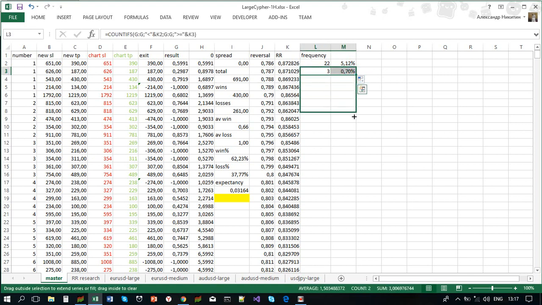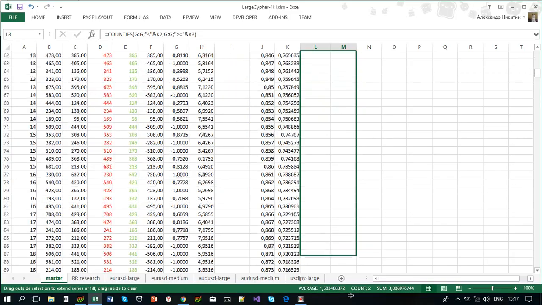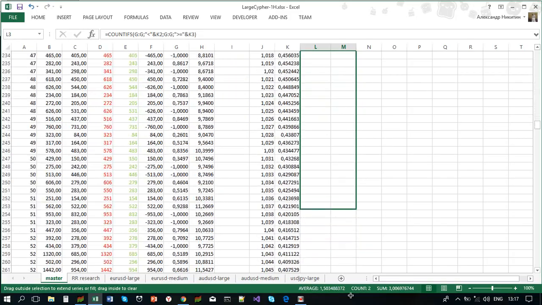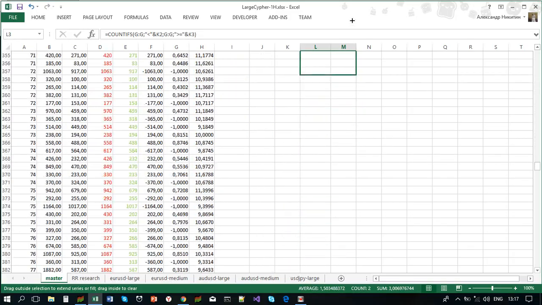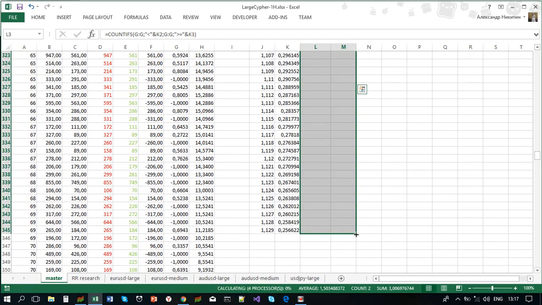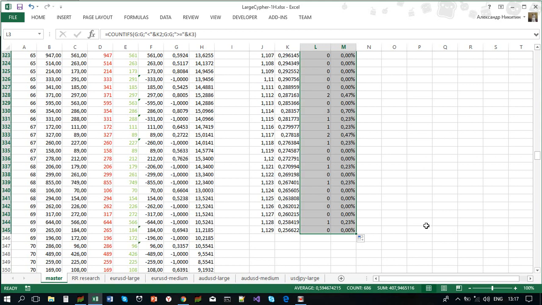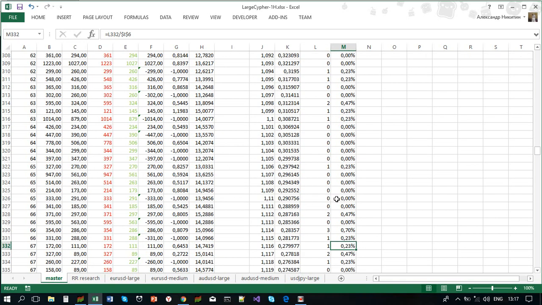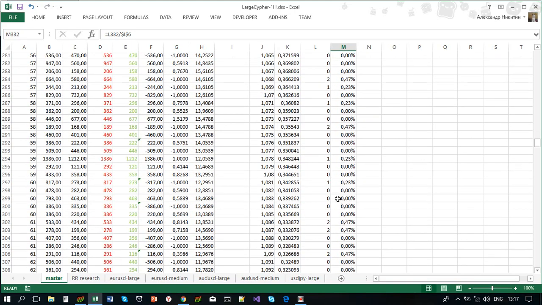You see? And if I stretch it, it will automatically substitute all these empty blank cells, and it will tell me what the reversal was. 0.23% of all trades reversed at 1.12. You see that? Now I have the percentage.